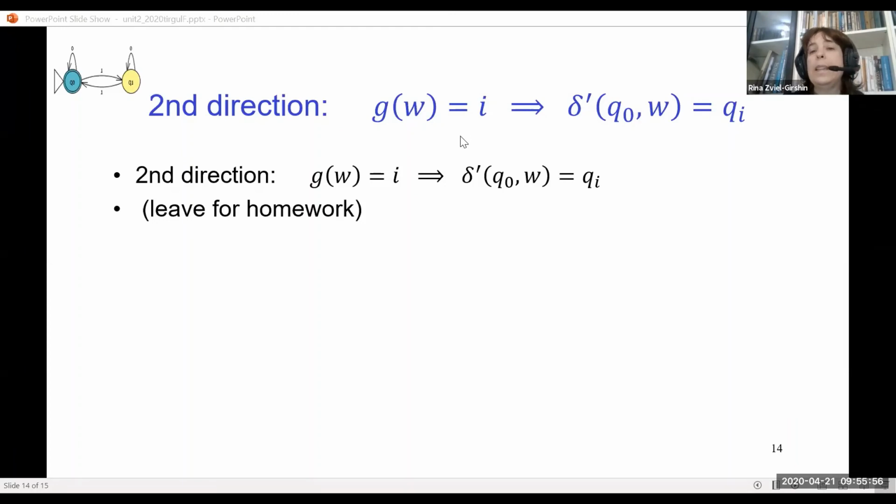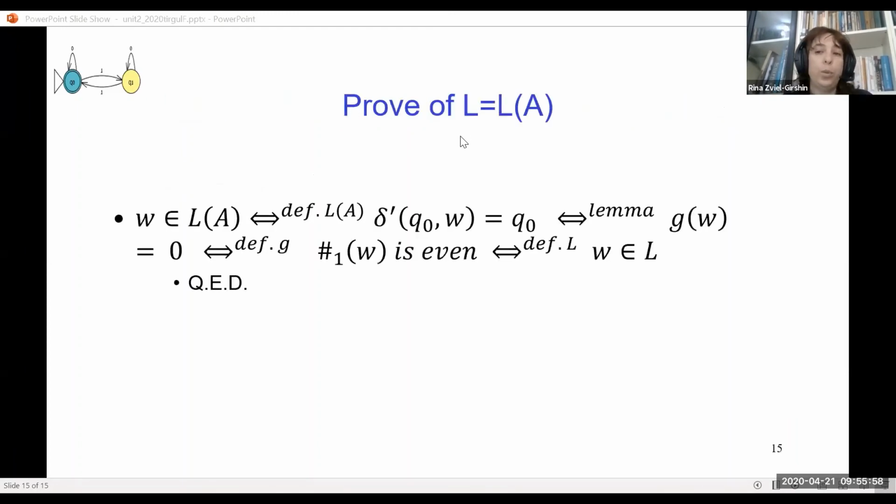And the last step, I need to prove why I did this lemma and why I wanted to prove it. Because of what is written here. I had to prove that the original language and the language of the automaton that I built are the same. So let's do this proof.